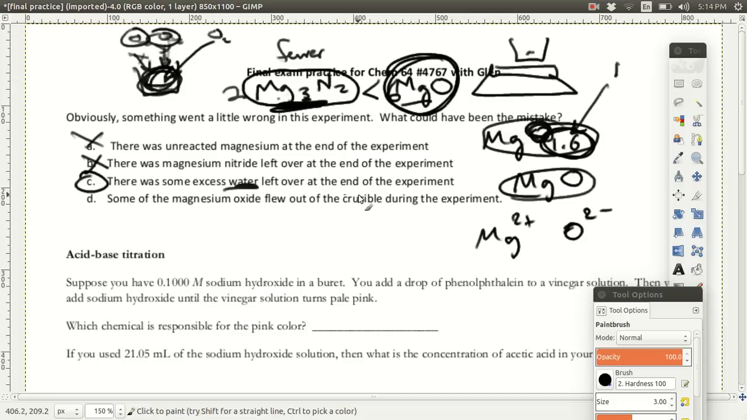Some magnesium oxide flew out. Okay, when you're doing the experiment, if magnesium oxide flies out because it's so hot, it pops. When you put water in here, the water boils too violently and it pops. So you're losing mass. If you lose mass, you're going to think that you had less magnesium oxide in here. Or you're going to think you had less oxygen gas coming in because you lost mass. That's going to make this number lower, not higher. So it's not this one. Okay?